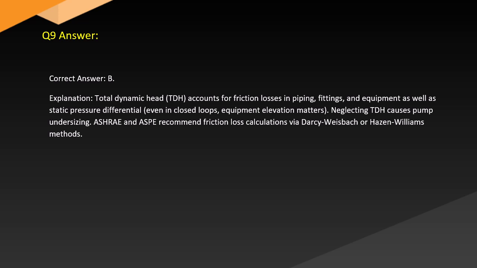Answer. Correct answer: B. Explanation. Total dynamic head (TDH) accounts for friction losses in piping, fittings, and equipment as well as static pressure differential. Even in closed loops, equipment elevation matters. Neglecting TDH causes pump undersizing. ASHRAE recommends friction loss calculations via Darcy-Weisbach or Hazen-Williams methods.